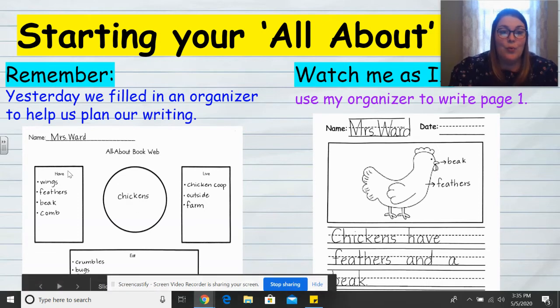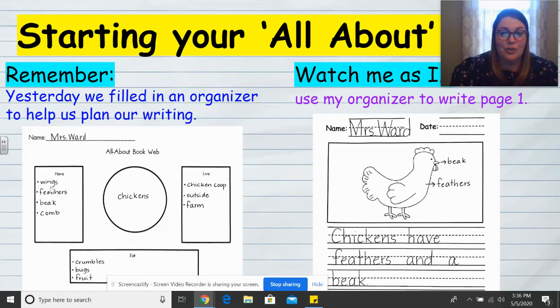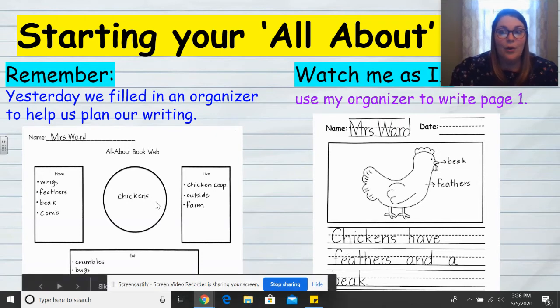So if you notice, I took the word chickens right from my organizer. Have, I found right here on my organizer. And then I took some of the facts in my box to write on that page. So I chose feathers and beak. And if you notice, a lot of the words I can either find on my organizer, or a lot of the words are red words. So like chickens, I can find here. Have, I can find right here. Feathers, I can find right here. Red word and, red word and then beak, I could find right here. So using this organizer is going to help us a lot as we begin the writing process.